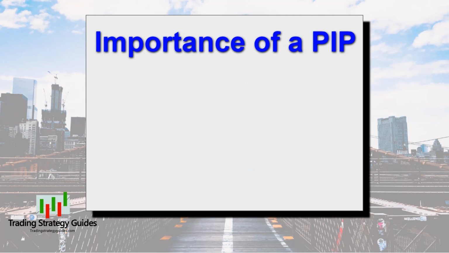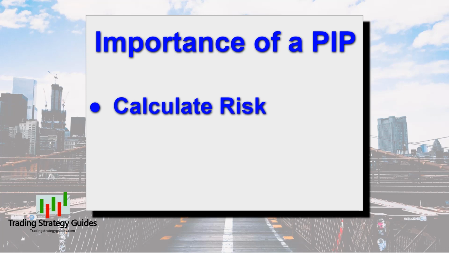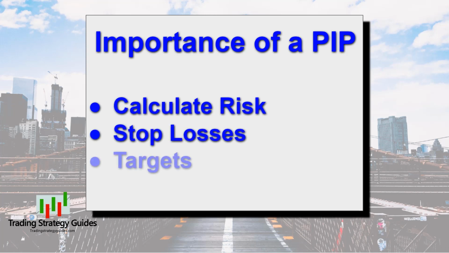So why is the pip important? The pip is important because that's the number we use to calculate risk, stop losses, and targets. We talk about pips often where price moves are concerned. Many indicators I use, the average true range or ATR for example, report values in pips or points, and you have to understand the difference when reading those values.